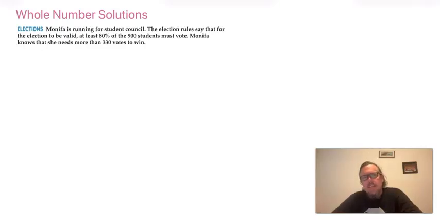So every now and then I will copy a math problem out of a textbook, and I absolutely love the name of the person in this math problem. Her name's not Monica, it's Monifa, and she's running for student council. And the election rules say that for the election to be valid, at least 80% of the 900 students must vote. Monifa knows that she needs more than 330 votes to win.